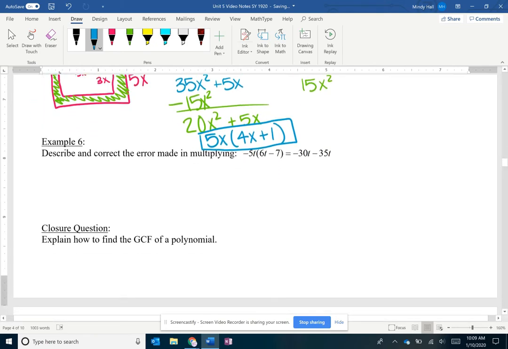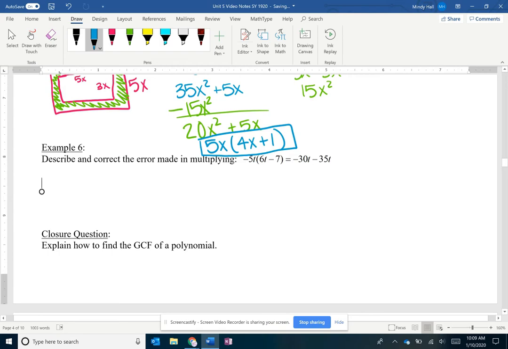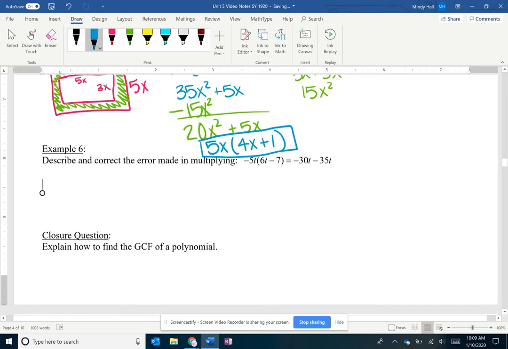All right, so example 6, we want to describe and correct the error made in this multiplying. So 5t times negative 6t should be negative 30t squared. Oh, I think that might be it, because negative 5t times 7 would be a positive 35t. Oh man, they got all sorts of messed up. So technically this should be squared, and this one should be positive.